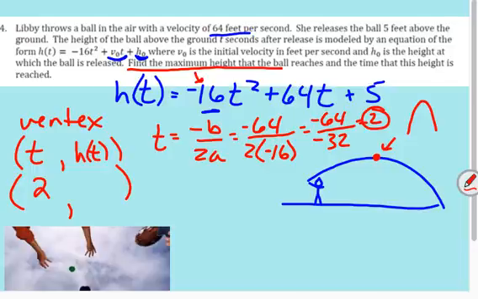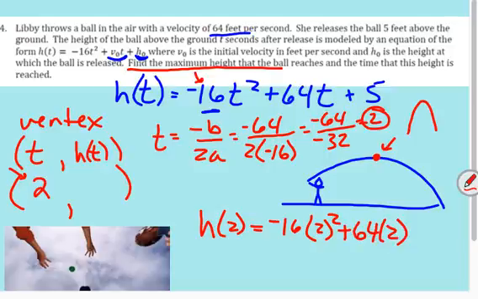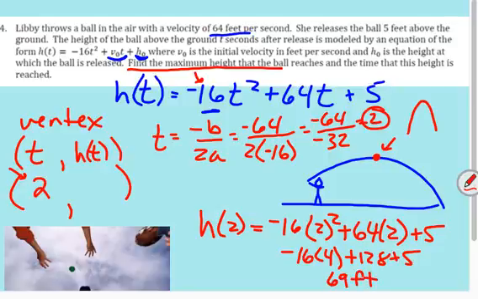So if I want to find the actual maximum height, I've got to plug in 2 for t and evaluate this function. So I'll just call it h. Well, you can say h of 2 if you want to. Equals negative 16 times 2 squared plus 64 times 2 plus the 5. If you square that out, evaluate it out, what do we get? Negative 16 times 4 plus 128 plus 5. I think the grand total is 69 feet. So the maximum height, which is what they're asking for, is 69 feet.